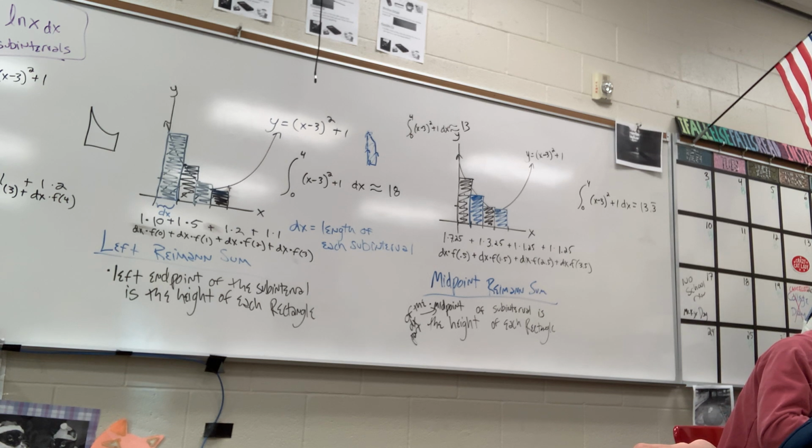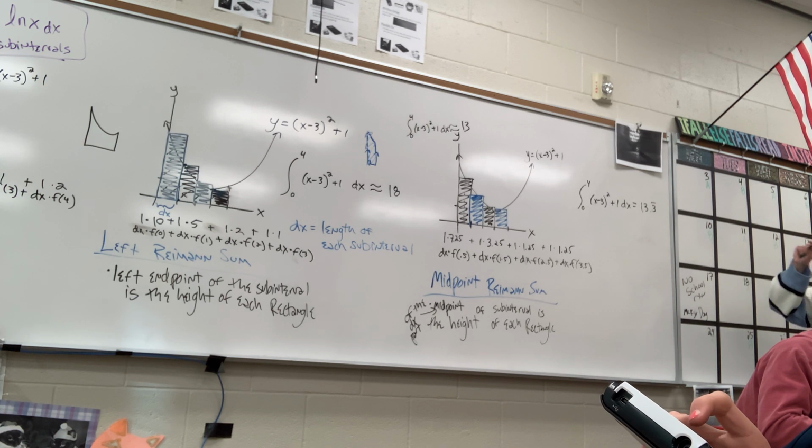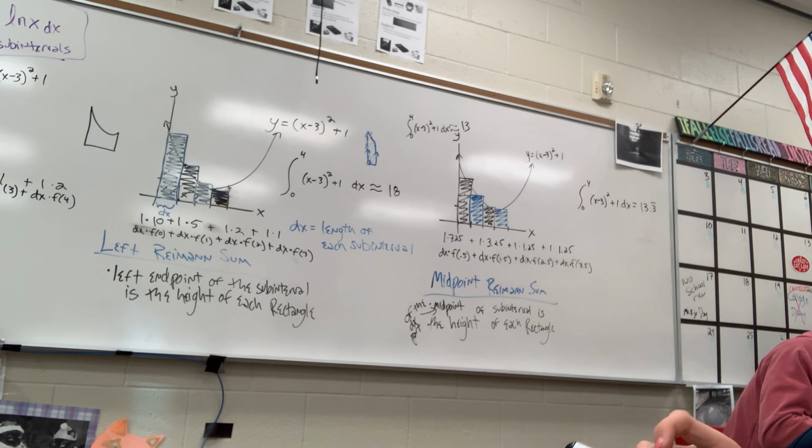What's 0.75? You say? So careful, because I'm not going from 0 to 3. I'm going from 1 to 3. So I'm doing 2 divided by 4. So each one is 0.5. Does that make sense?